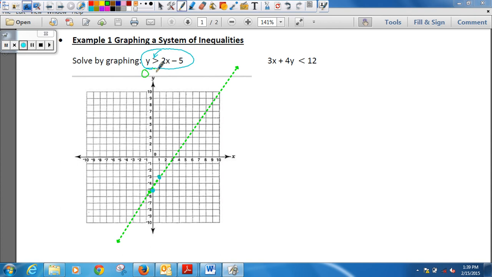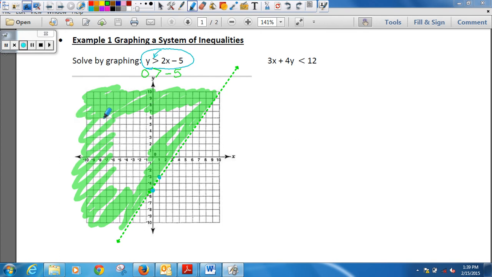Is 0 greater than negative 5? In this case, 0 is greater than negative 5. And let me actually try to make this show up a little bit better. I'm going to use just my highlighters. Remember, because this line is dashed, the line itself is not part of the solution set, just all the shaded region. Okay, now my second equation.